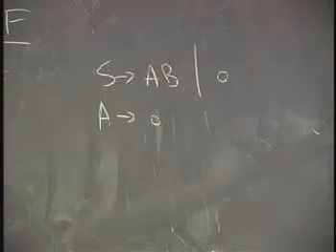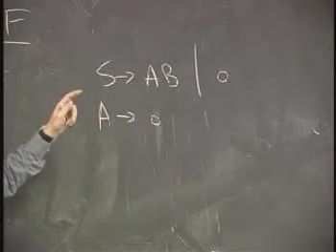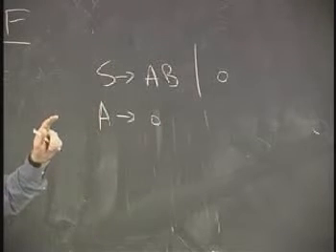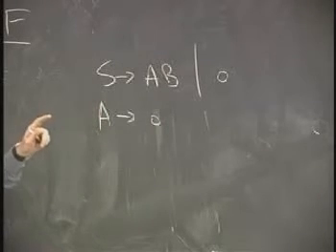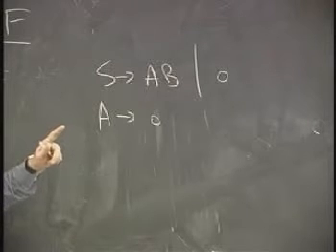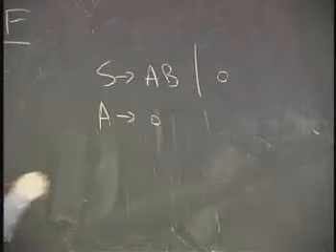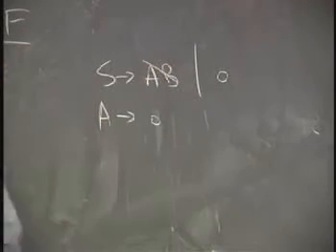Let's find all non-terminals that can generate something and keep those. Can A generate something? Yes. Can S generate something? Yes. So we keep them both. Does B generate anything? No. So we get rid of B, all its productions, and anything that B appears in. So step one gets rid of this. Everyone agree?